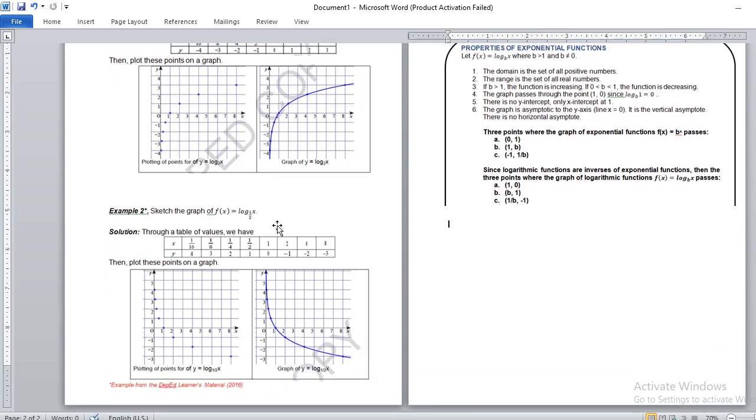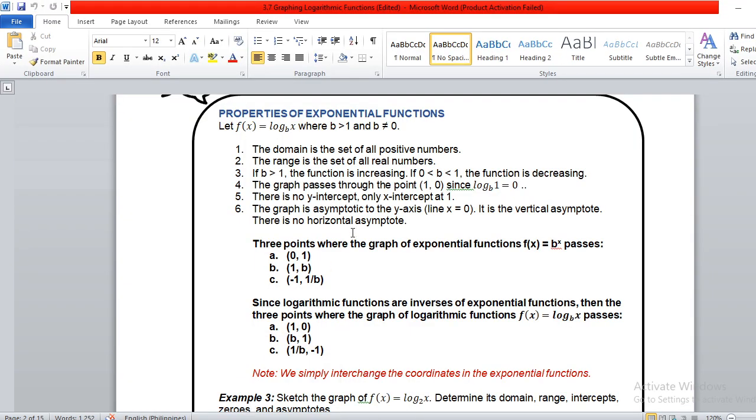While when b is greater than 0 but not greater than 1, therefore the graph is decreasing. Let's continue.